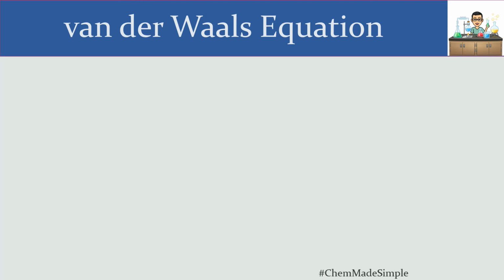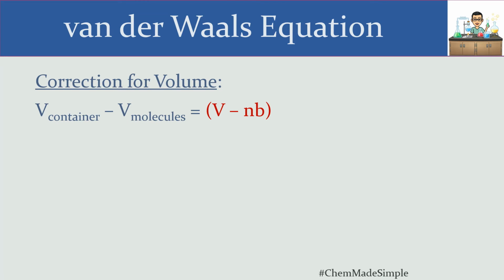So to summarize what we learned about volume and about pressure, here's what we have. The correction for volume is that we take the volume of the container and subtract from that the volume of the molecules as a whole. The volume of the molecules is going to depend on how many there are, and it's also going to depend on how large those molecules are.